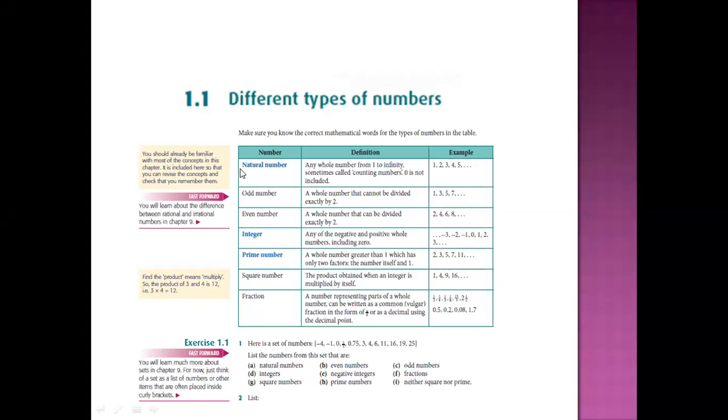Let's start with natural numbers. As you see, first we have the number type, its definition, and an example. This is the mathematical definition, and this one is the example. If the definition is more difficult for you, you can check with the examples. So the first type of number is the natural number. What is a natural number? Let's first read the definition, and after that we'll check with the example.